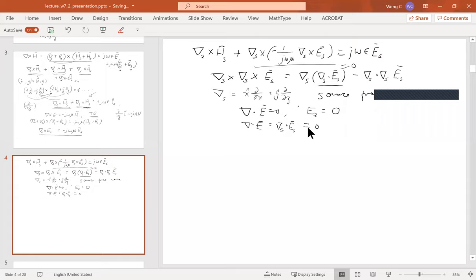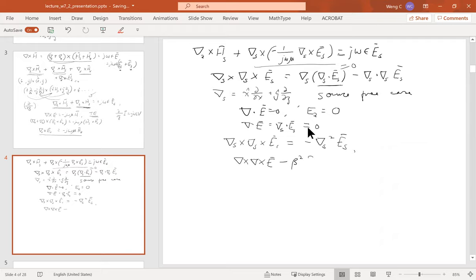Finally, I have an equation that says the double curl actually becomes the Laplacian of E_S. We know that this is an empty waveguide, and since it's an empty waveguide, you can easily show that the electric field inside satisfies this equation. I think we have gone through this derivation many times over. Using the fact that the double curl can be replaced by that, and since E is only E_S, there are no Z values there.